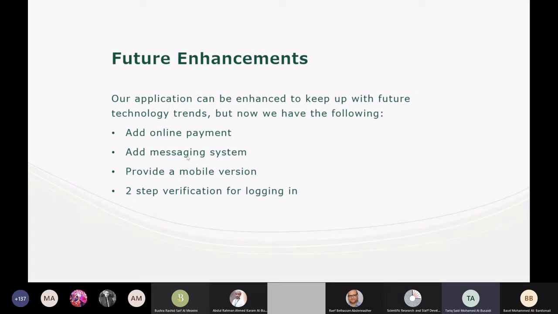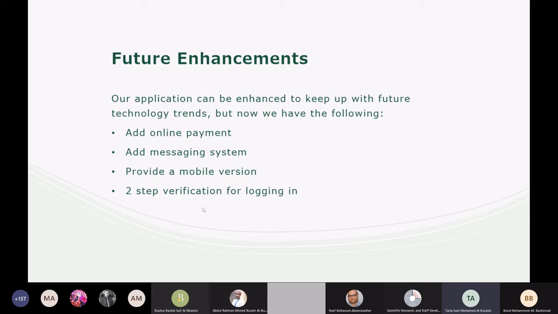Of course, this is just a website. We need to provide a mobile version because most systems today are in mobile versions, applications, which is easier for any user to simply access.